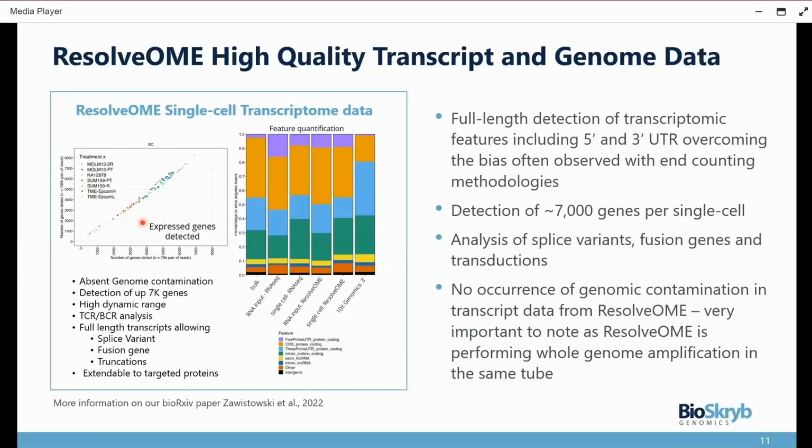It's also important to note that we do not get any genomic contamination in this workflow. The library preparation and the sequencing of the genomic arm, as well as the mRNA arm, are absolutely separate, and there's no crossover between the two. Resolve-Ohm is the multi-omic solution for detecting DNA and RNA from the same single cell. And because this era of multi-omics is so important, our plan is to start to include targeted protein analysis within the Resolve-Ohm chemistry. More information can be found on our bioRxiv paper.